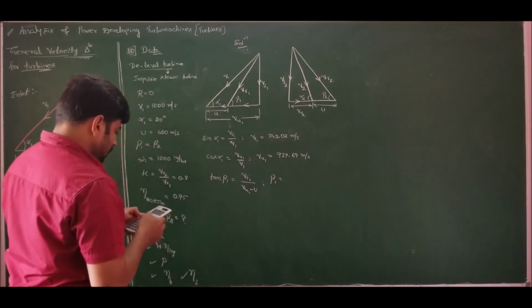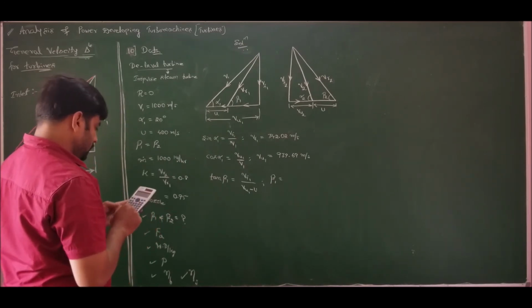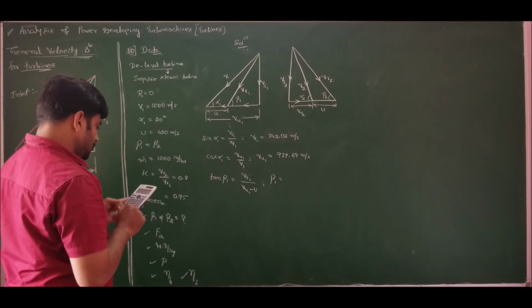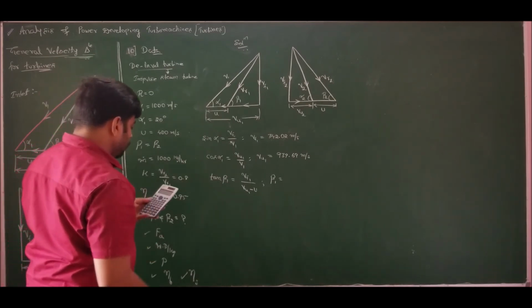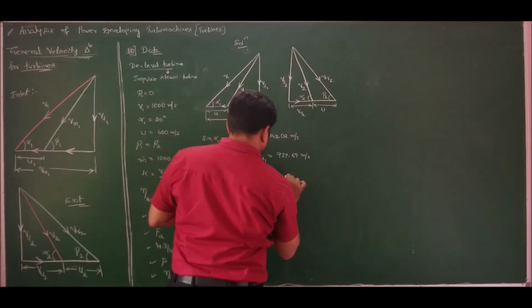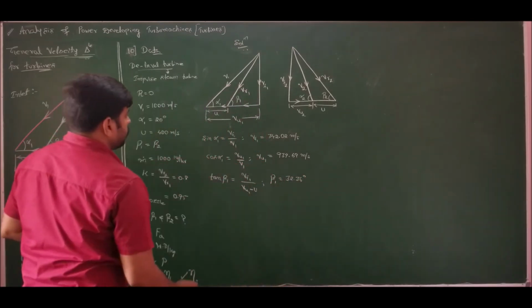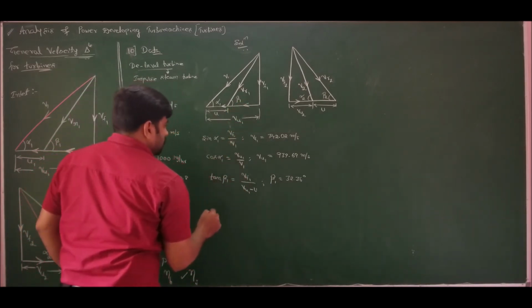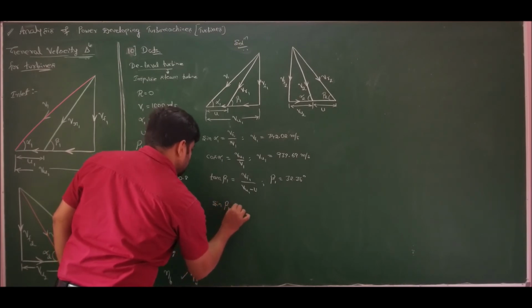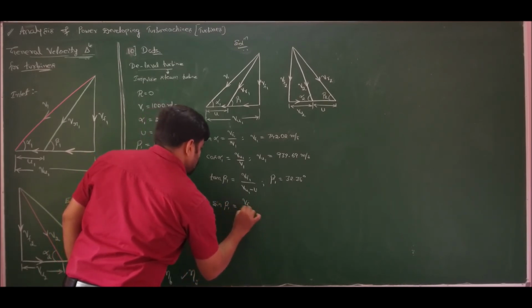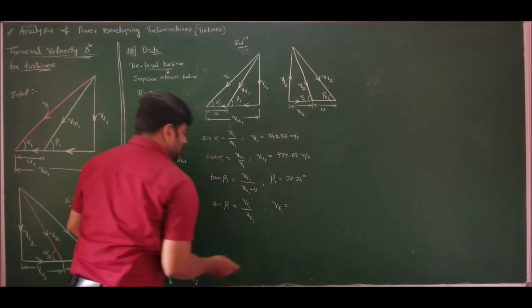Beta 1 is equal to tan inverse of VF1, which is 342.02, divided by VU1, which is 939.69, minus U, which is given as 400. So if I solve, I will get the value of blade angle as 32.36 degrees. Now I am left with only VR1. Use sin beta 1 to find VR1. Sin beta 1 is VF1 by VR1.